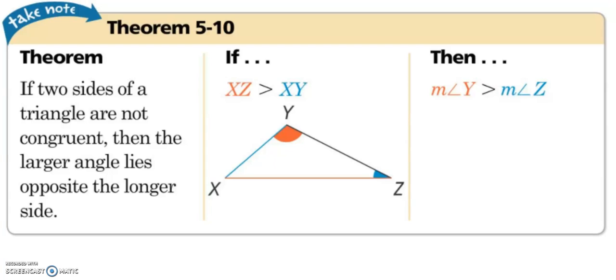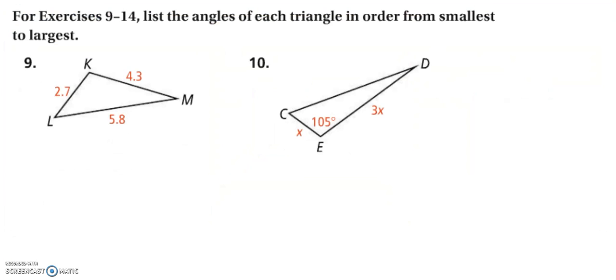So our first and really important theorem of this section states that if two sides of a triangle are not congruent, so basically if it's a scalene triangle, then the larger angle lies opposite the longest side. So what it says here is that if XZ is my longest side, then angle Y is going to be my largest angle out of all of the angles. It's going to be greater than X, it's going to be greater than Z, it will be the largest. So what does that look like?